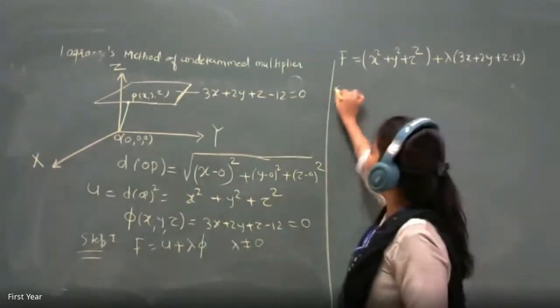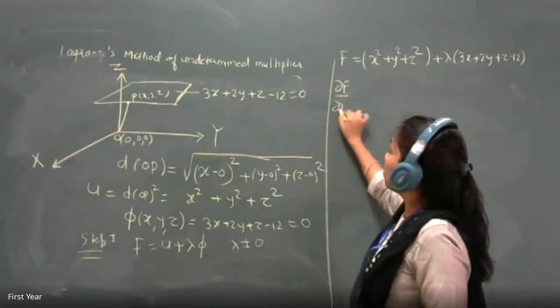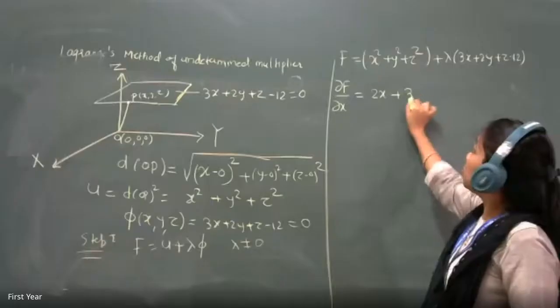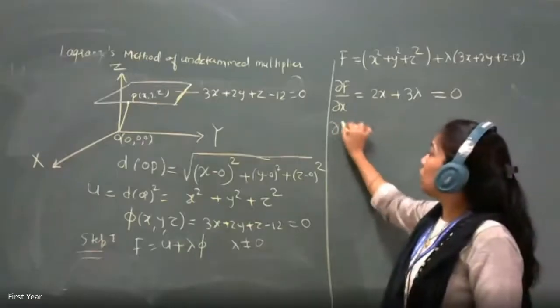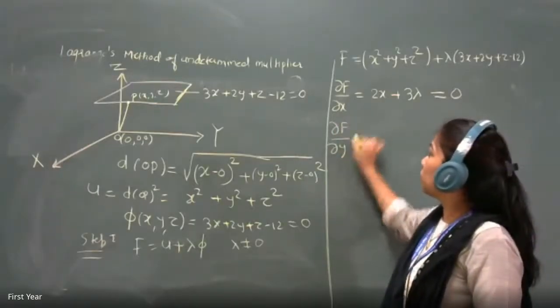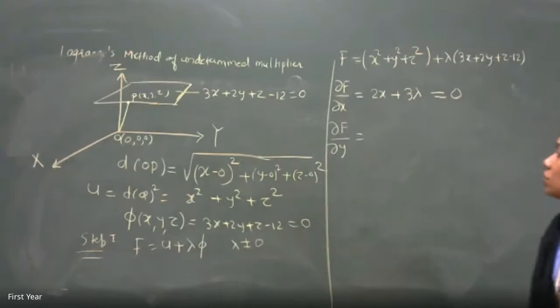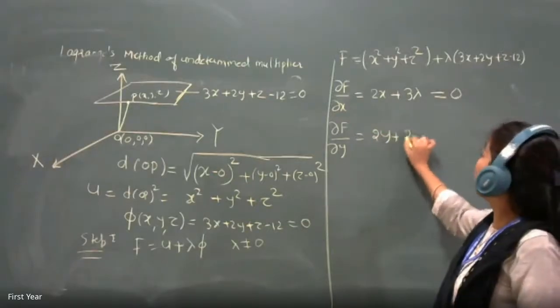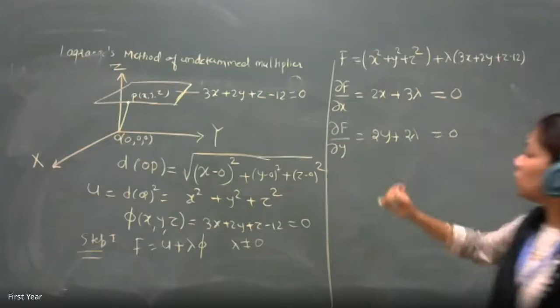Now you have to find delta F by delta x. What is delta F by delta x? 2x plus 3 lambda. And delta F by delta y is 2y plus 2 lambda.